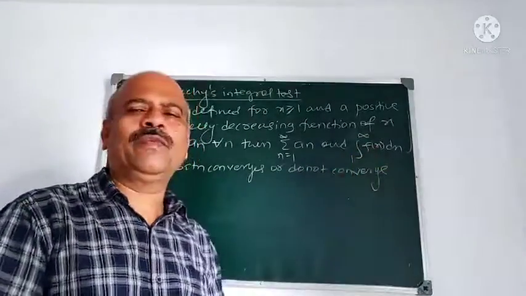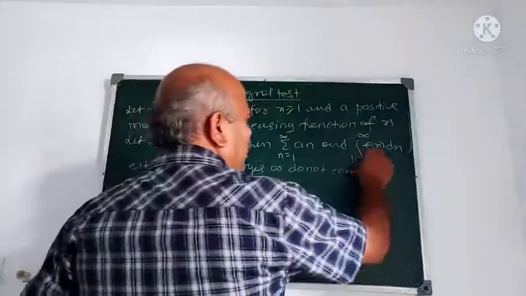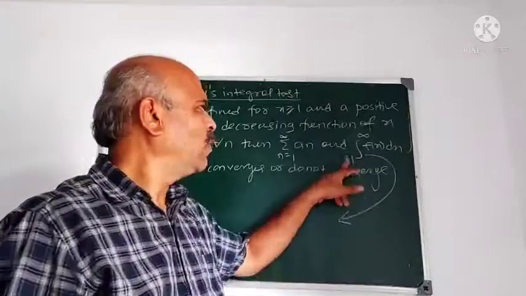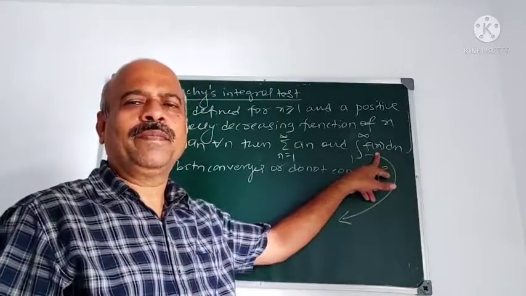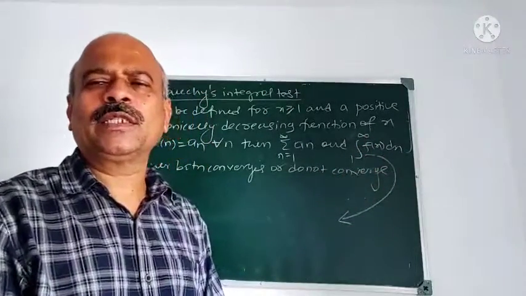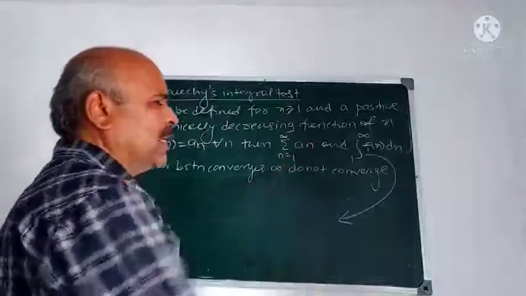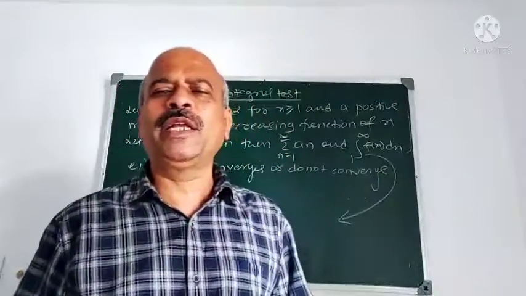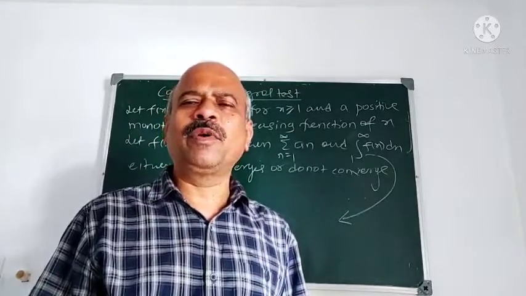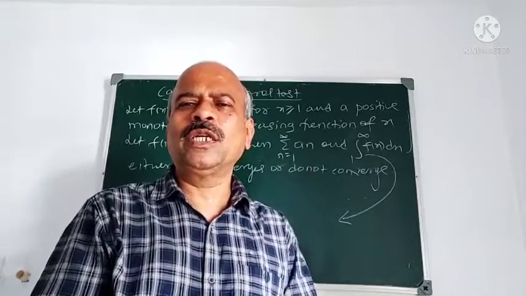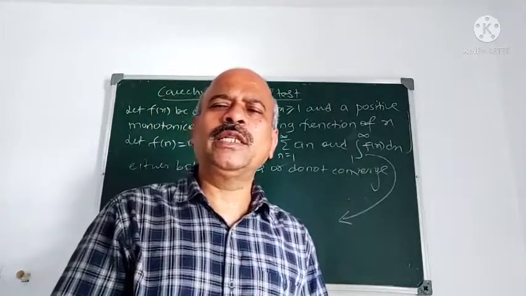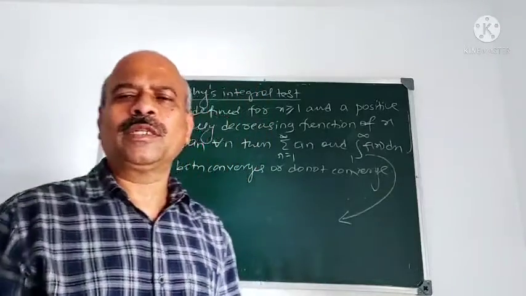It is 1 to infinity f(x) dx is called improper integral, and it is easy to consider. And when do you say that 1 to infinity f(x) dx converges? This is again a separate topic. It is called improper integrals, and I think you have studied improper integrals. You are supposed to study this in next semester.